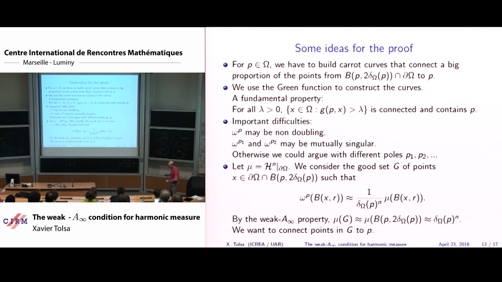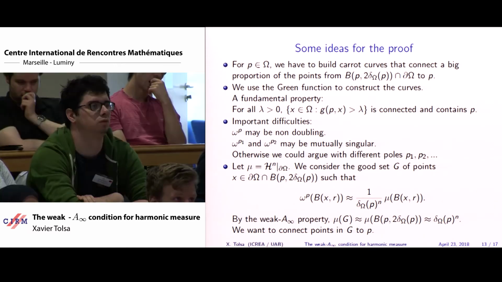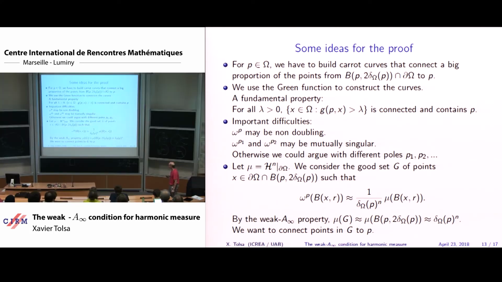Okay, so then what we do, in order to find this set F that is well connected to the point X, is to consider first a good set G. So we denote by mu the surface measure, and then we consider the points G in the boundary and inside this ball, such that harmonic measure behaves, roughly speaking, as a surface measure, modulo some normalizing factor. So this is just a constant for normalization.